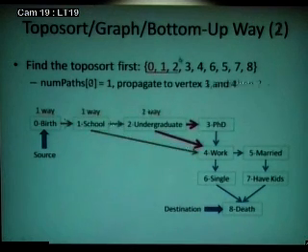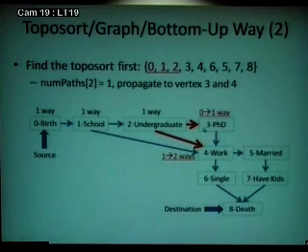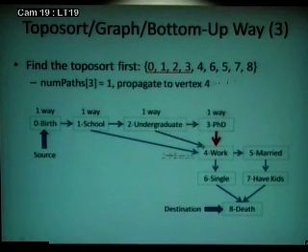Now I process vertex 2. Vertex 2 propagates information to its neighbors, vertex 3 and vertex 4. Vertex 3, previously you had 0 ways, now you have 1 way to reach vertex 3. Vertex 4, previously you had 1 way, from 0, 1, 4. Now it becomes 2 ways, adding 0, 1, 2, 4. We continue with vertex 3. Vertex 3 only has 1 neighbor, vertex 4, so it tells vertex 4, from 2 ways, you now have 3 ways.